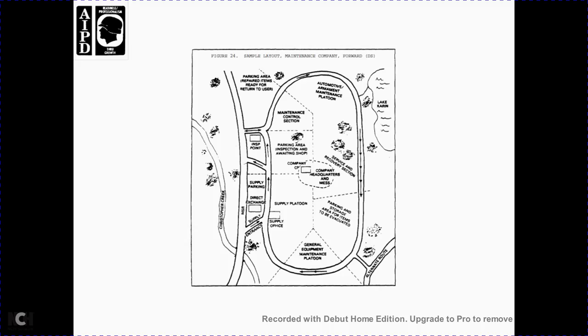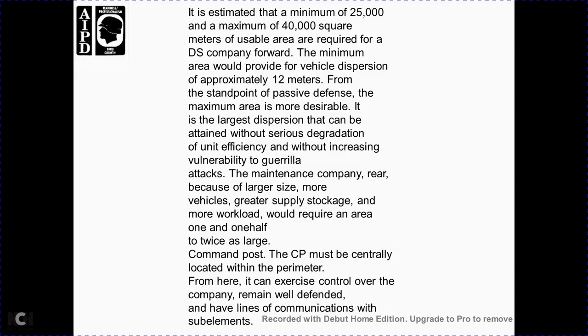Figure 24 depicts the layout example of the maintenance company forward with direct support in the field environment. The sample layout of the maintenance company forward requires an estimated minimum of 25,000 and maximum of 40,000 square feet of immediately usable area for direct support of the company. The minimum area would provide vehicle dispersion of approximately 12 meters from the standpoint of passive defense; for the maximum area, more is desirable.